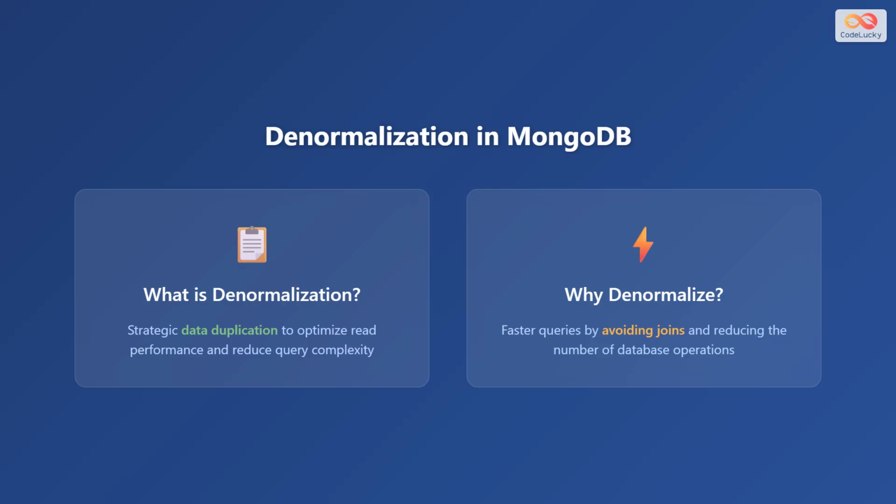Let's dive into denormalization in MongoDB. Denormalization is strategic data duplication to optimize read performance and reduce query complexity. You would want to denormalize to achieve faster queries by avoiding joins and reducing the number of database operations.